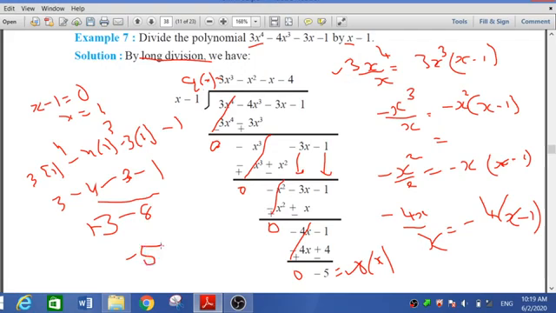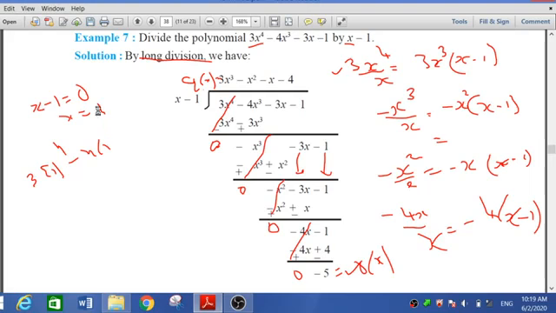So if you want to find the remainder directly, you have to put the opposite sign of the divisor. So x minus 1 equal to 0, therefore x equal to 1. So this is a way to find the remainder directly. But if the question says so, you have to do it by the long division method.